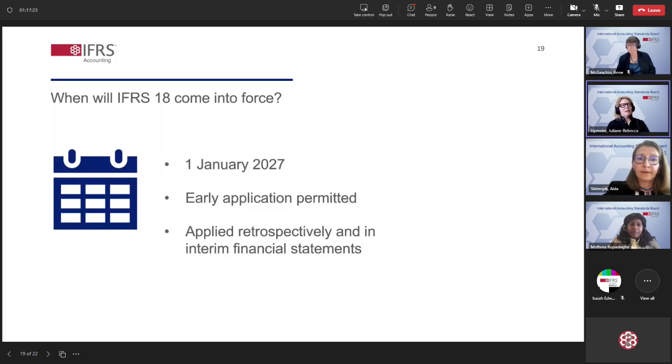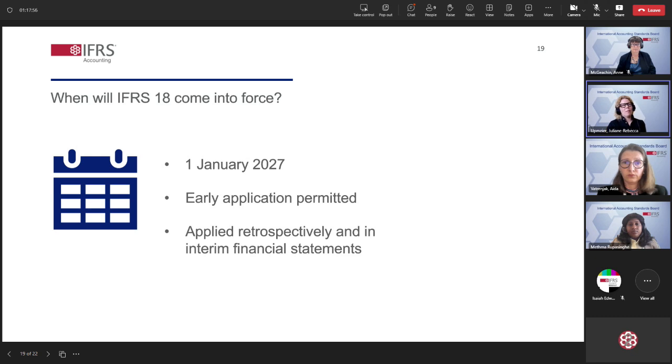Of course. So to give companies sufficient time to prepare, IFRS 18 is effective for periods beginning on or after 1 January 2027. Early application is permitted, but it is also important to note that IFRS 18 will be applied retrospectively and to interim financial statements. Now, we sometimes hear that because IFRS 18 is not about recognition and measurement, it would be easier for companies to adopt the new standard. However, we do encourage companies to start their implementation efforts early.